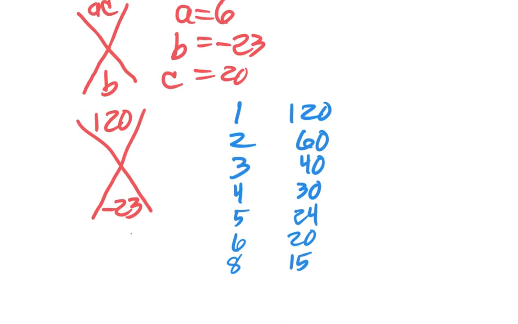9 will not go into 120. 10 and 12. And then the only number between 10 and 12 is 11. 11 will not go into 120. So these are all of our factors. Again, we have that negative 23 that we are trying to add to. So all of these numbers over here need to be negatives.